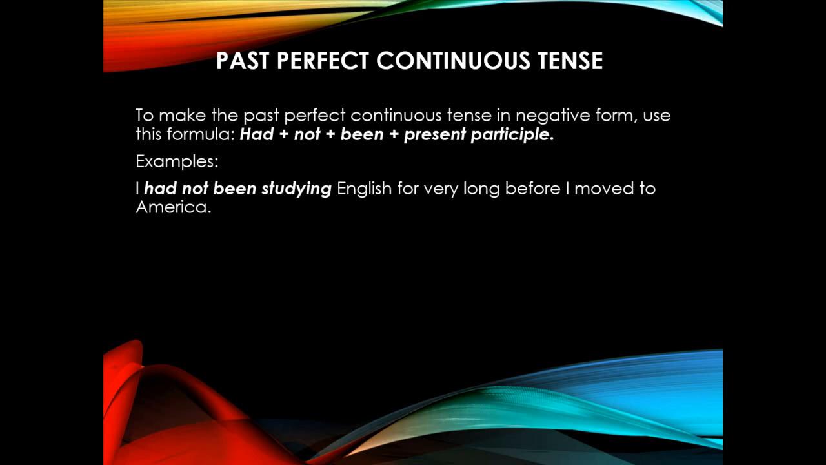Now, if we make past perfect continuous into negative form, what will its structure be? To make the past perfect continuous tense negative, use this formula: had plus not, then been. That means place not in between had and been, and then the present participle form of the verb. Example: I had not been studying English for very long before I moved to America.